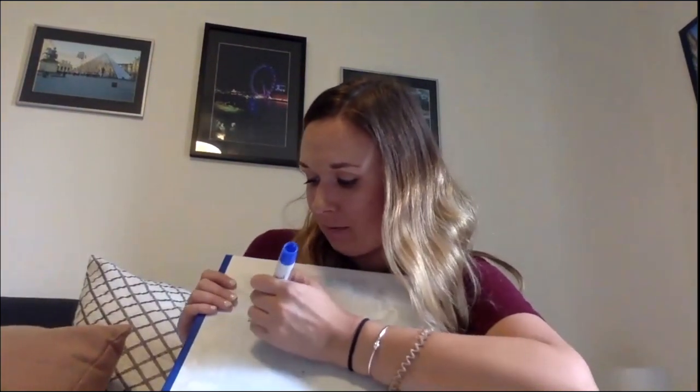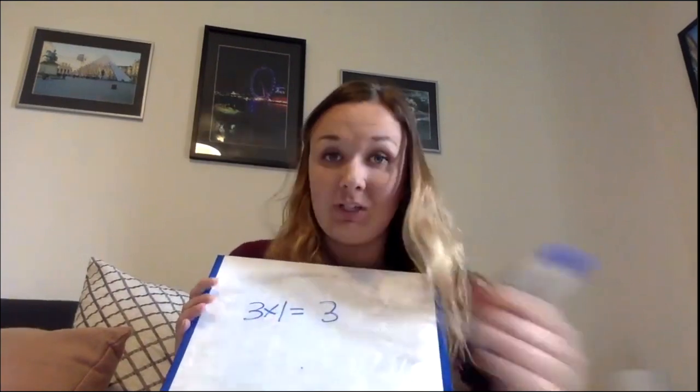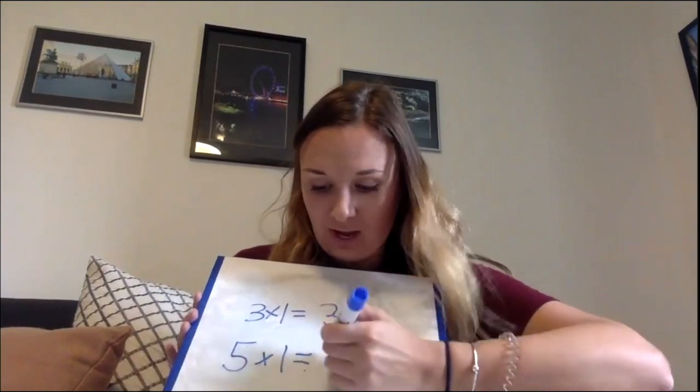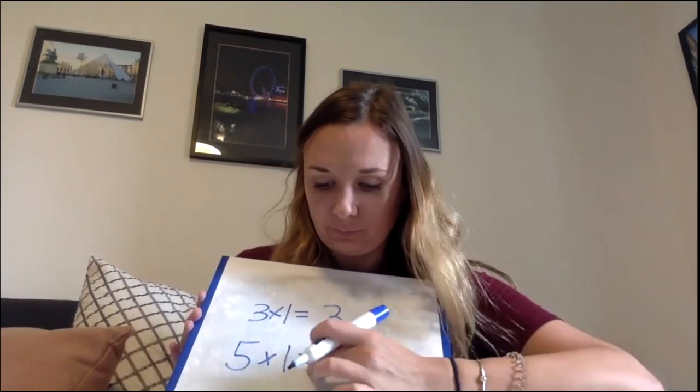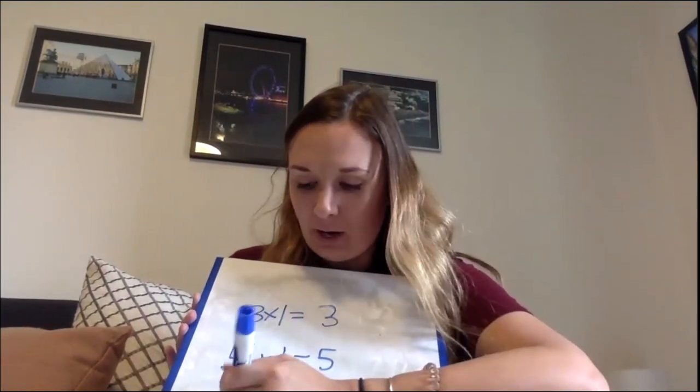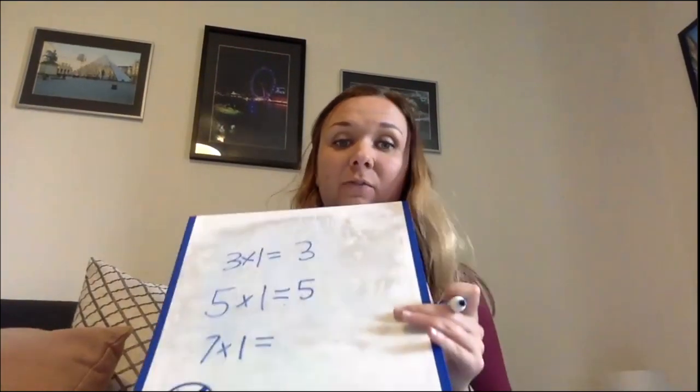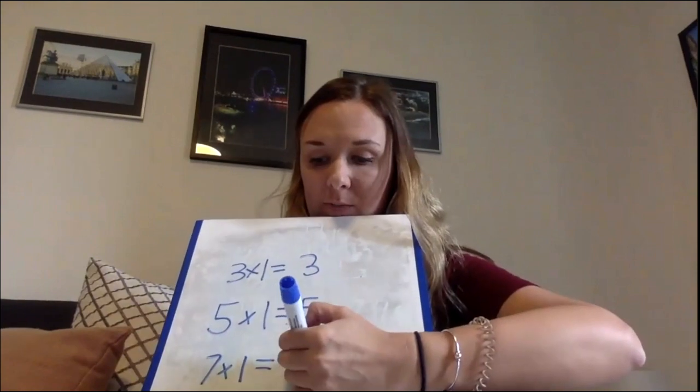So again, the definition of a prime number, it's been a while since we've talked about it, is a number that has only 2 factors, 1 and itself. So for example, 3 is a prime number because the only multiplication facts that make 3 is 3 times 1. 5 is a prime number because the only multiplication fact that makes 5 is 5 times 1. 7 is a prime number because the only way to make 7 with a multiplication fact is 7 times 1.